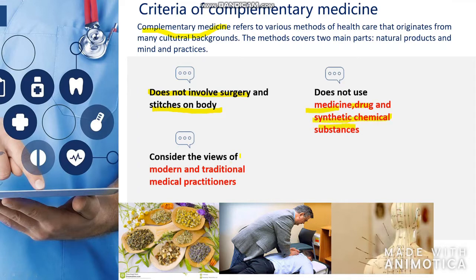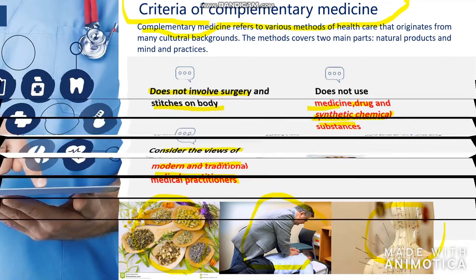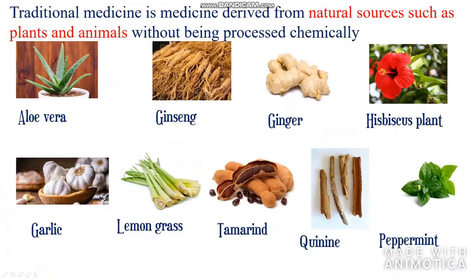It's considered in the view of modern and traditional medical practitioners. So, complementary medicine ini hanya digunakan sebagai pelengkap kepada modern medicine. So, remember, complementary medicine ini sebagai pelengkap saja. For example here, herbal therapy, chiropractic, and also acupuncture. Okay. Next, look at different types of traditional medicine.